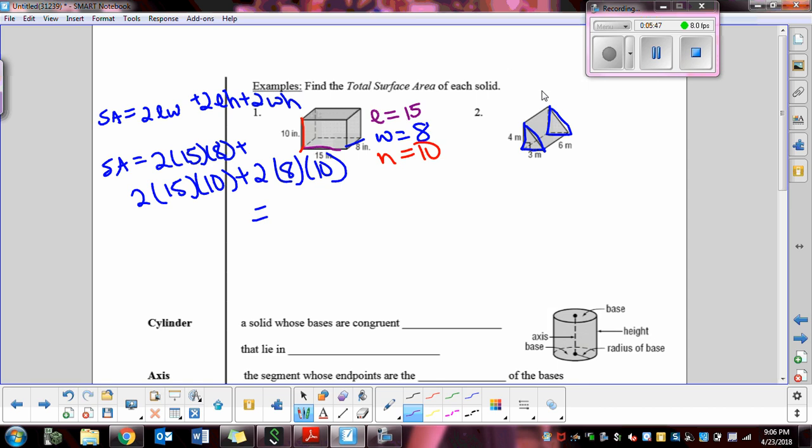So my area of the base is different on this because my capital B is the area of my triangle. We know area of a triangle is 1/2. The bottom of the triangle is the base of the triangle, which is 3 times the height. So in this case, my area of my base is 1/2. Like I said, my base is 3, and then my height is 4. 3 times 4 is 12. 1/2 of 12 is 6. So my base is 6. My capital B is 6, and my area of my base.